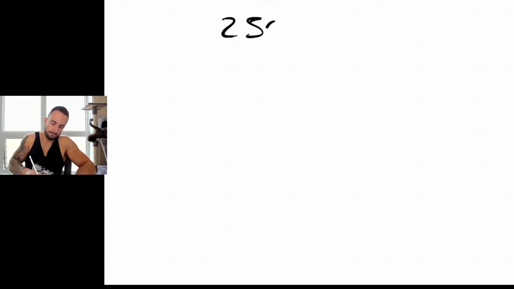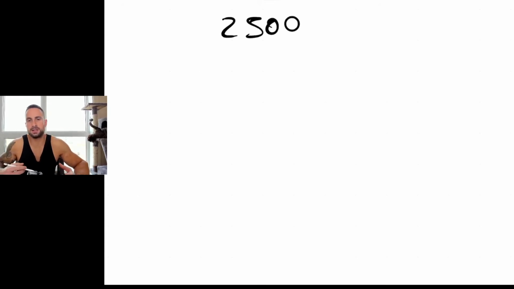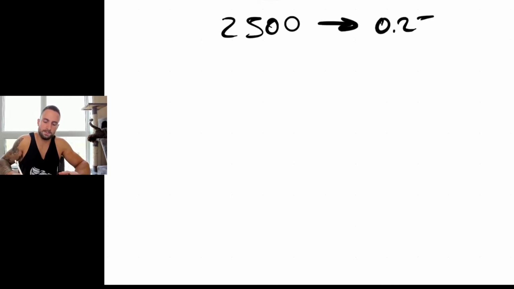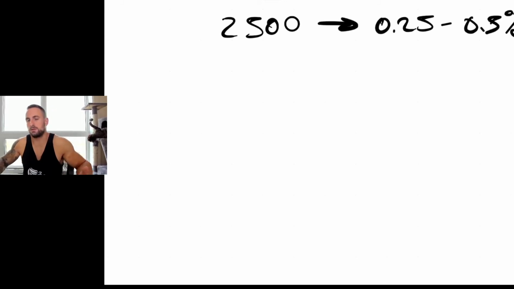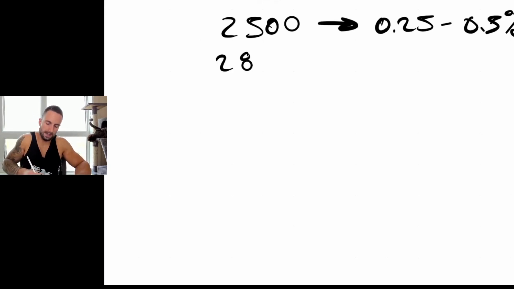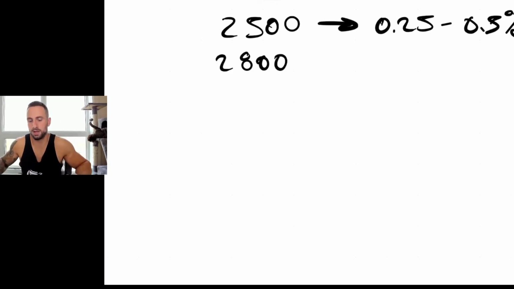So let's say your maintenance calories are 2,500 calories per day, and like we talked about earlier, you're aiming to gain between 0.25 and 0.5% of your body weight per week. So what you decide to do is eat at a 300 calorie surplus by bumping your calories up from 2,500 to 2,800 per day.